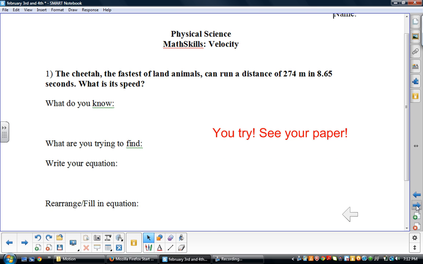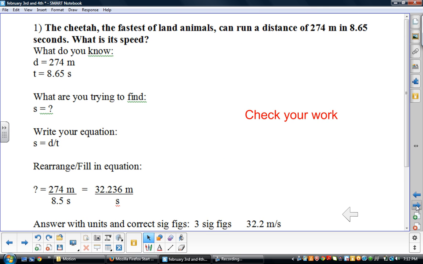Now that they've solved the problem, let's advance the page. Alright, here's the key. And take a look at the key. Check your answer. If you got it wrong, please write it down correctly. And your answer with 3 significant figs is 32.2 meters per second. Alright, pause if you need to for them to write down the answers.